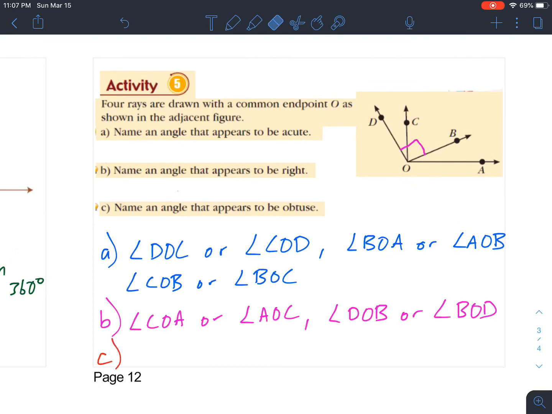And then lastly, for part C, name something that looks like it is obtuse. Well, we could say that big one, DOA or AOD. That sure looks like it's going to be obtuse. And I don't think we have anything else that is going to work. So it looks like those two are the only answers that we can have.